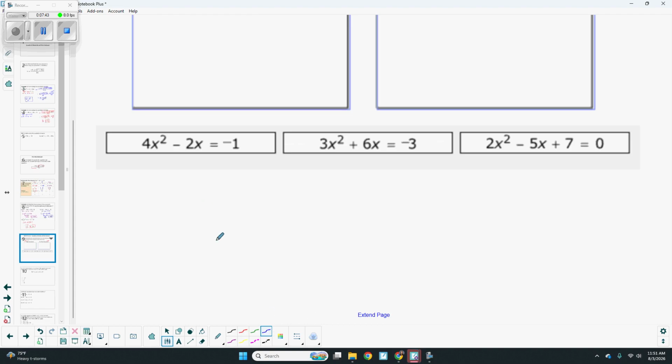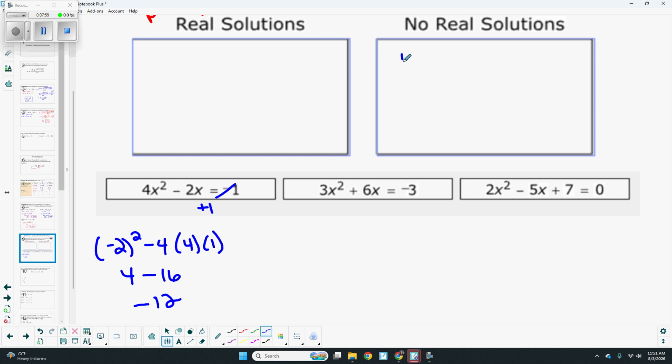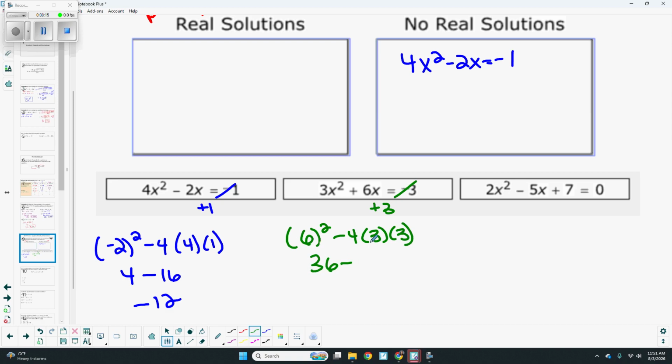So for our first one, we move that over, we really have a +1. So B squared minus 4AC, 4 minus 16 is -12, so that would go into the not real solutions. 4x squared minus 2x equals -1. For this one, if I added the 3 over, we're going to get 6 squared minus 4 times 3 times 3. So 36 minus 9 times 4 is 36. This one is 0, so we know it has at least one real solution.